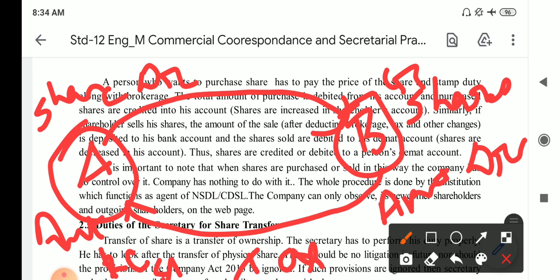This is the procedure. For the person who sells his share, the share is debited from his demat account, and the shares will be transferred or credited in the account of the person who had purchased the share, and the shares are debited or credited as per the procedure.